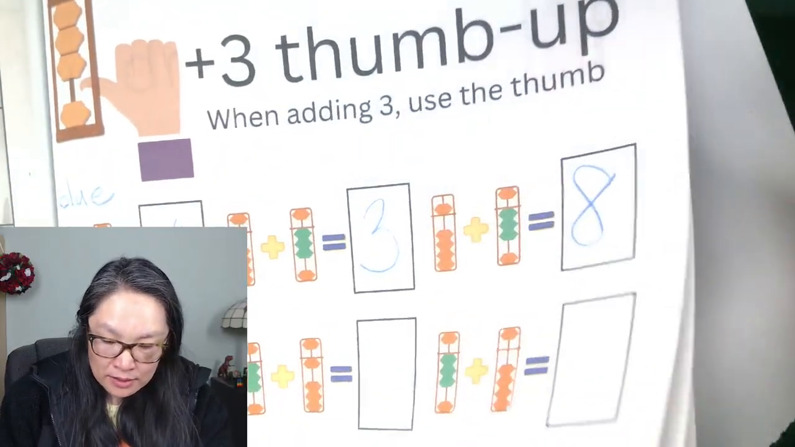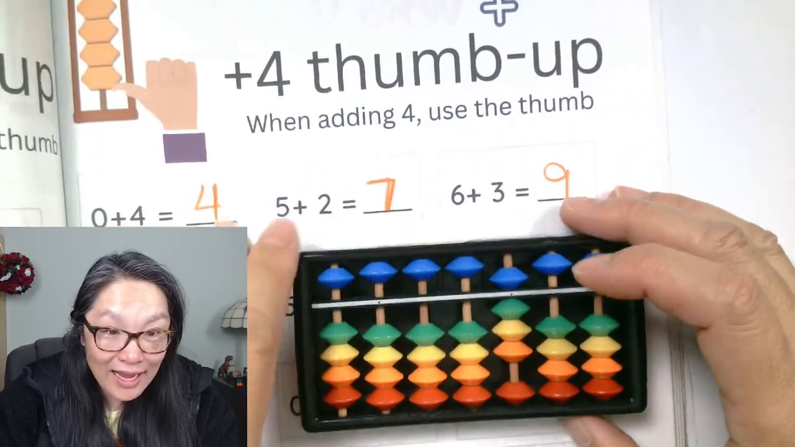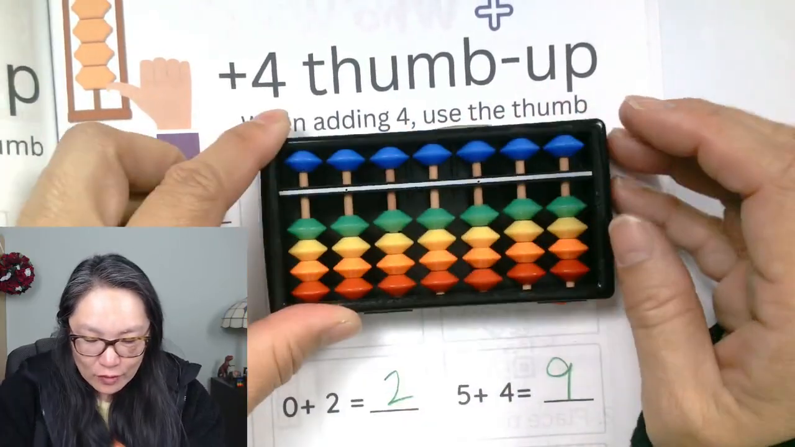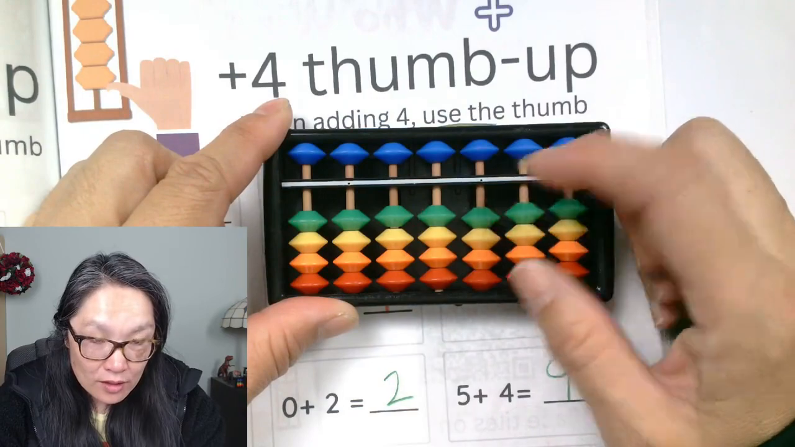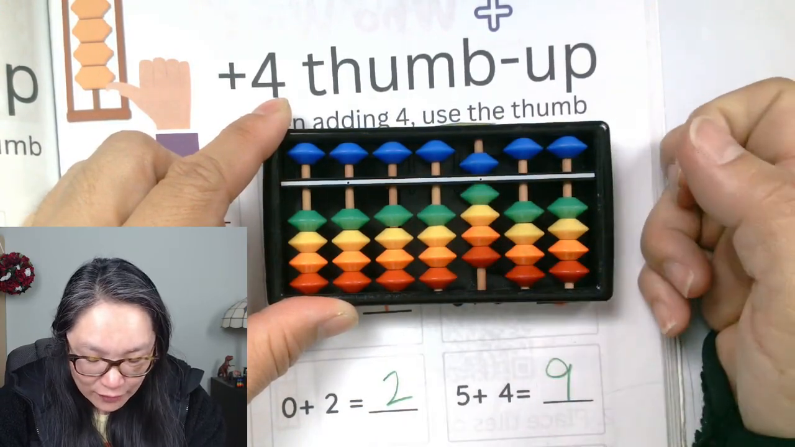Does this make sense? So 4 doesn't have a lot of questions because it's only 4. It's either 0 plus 4 and I add the 4, or it's 5 plus 4 and I just add the 4.